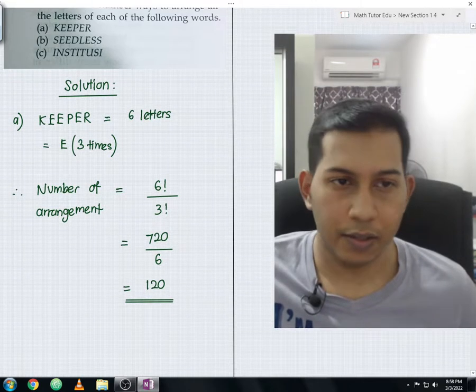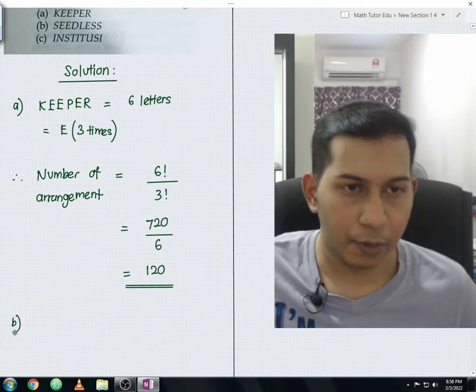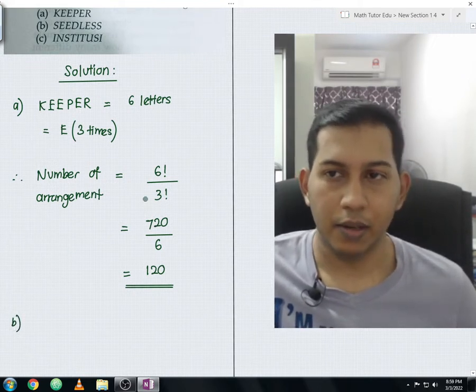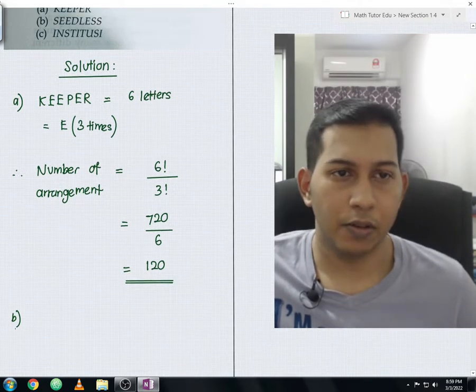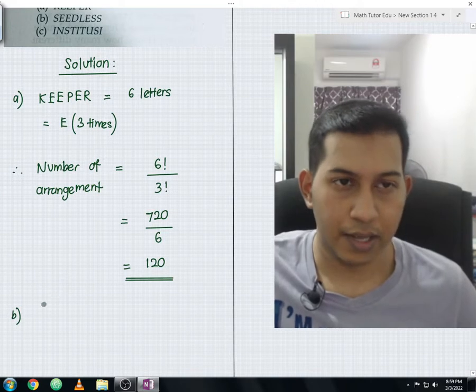So let us continue with part B, where we are handling the word seedless. This one is considered an easy example. Once you understand this, let's go to a bit more difficult one, a more challenging one.